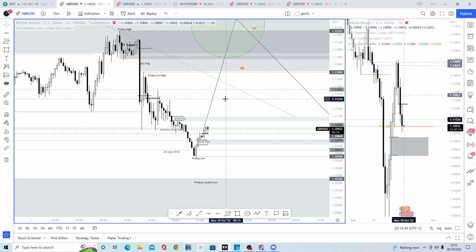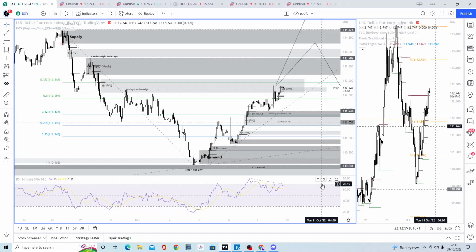Just generally, that's my evening routine, and it's normally a lot quicker because I'll just go and clean up what I put down before. I don't like this RSI, but we'll just leave it there for now.